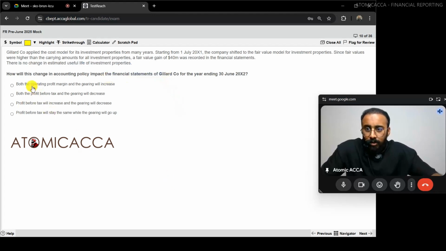First, they're telling that both the operating profit margin and the gearing will increase. Then, both profit before tax and gearing will decrease. Then, profit before tax will increase. And lastly, profit before tax will stay the same.